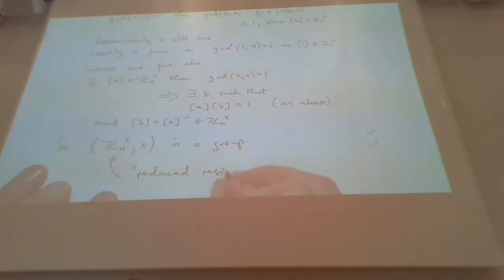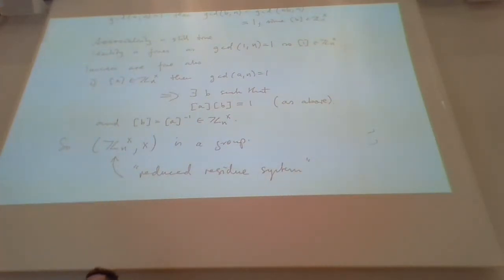Sometimes it's called the multiplicative modular group. And the way we've chucked out everything which is not co-prime to n, this means it's the reduced residue system. Well, that's just a term we can use for it.